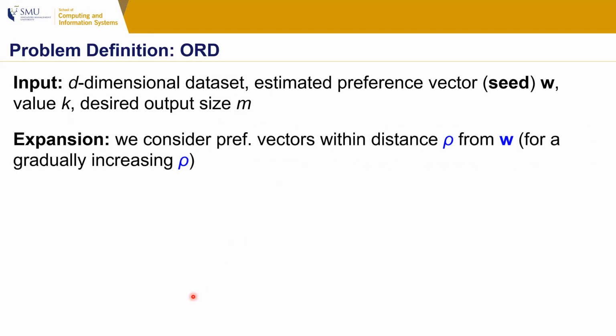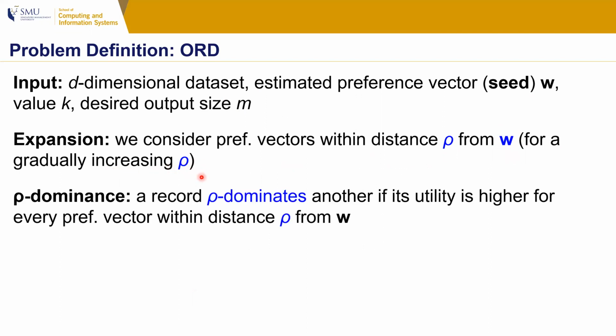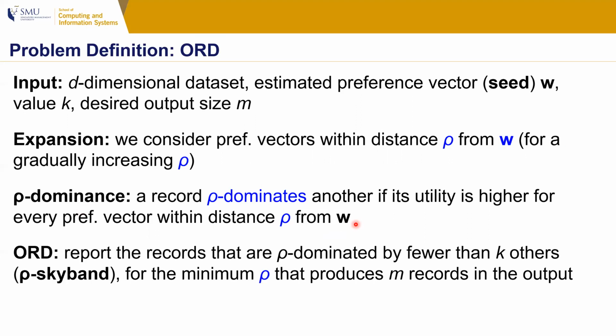Now, for the expansion, what we do is consider preference vectors that are within a radius rho from the input SID vector for a gradually increasing rho. This refers to the expansion process. We also define the notion of rho dominance. We say that a record rho-dominates another record if its utility is higher for every preference vector within distance rho from the SID. Now, what does the ORD output?